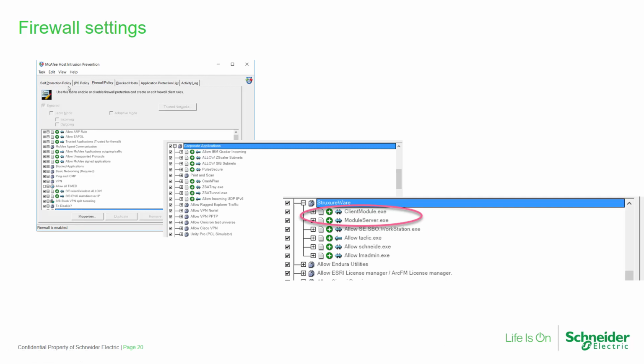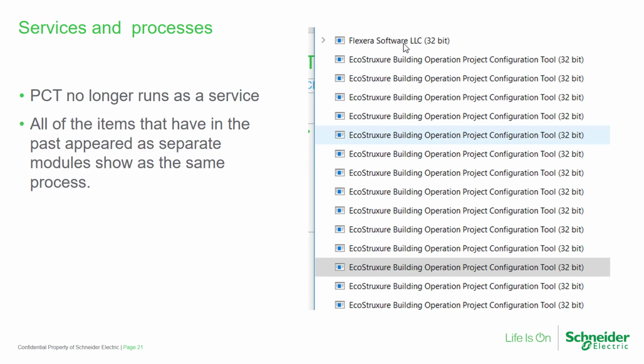And finally, for those of you who may have used previous versions of the PCT or who just fancy looking under the hood to see how things are running, PCT no longer runs as a service. Also, if you look at the list of processes that are running, you'll notice that the individual module names are no longer shown. Everything shows up as EcoStruxure Building Operation Project Configuration Tool 32-bit, which, just to clarify, is a 32-bit application, but it's only supported in 64-bit operating systems at this time, and we hope to get it up as a 64-bit application eventually.